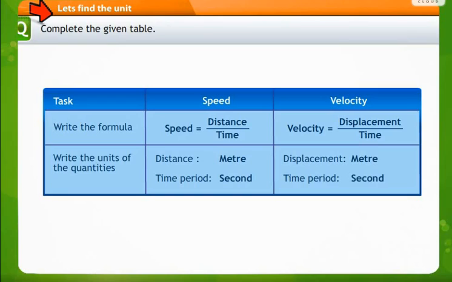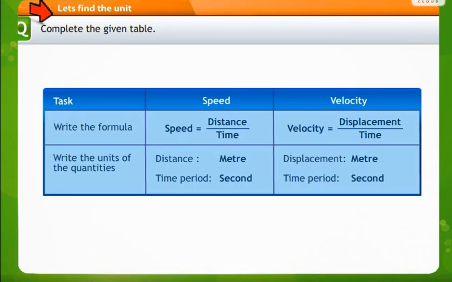Welcome to science class. In the previous lecture, we have studied distance, displacement, speed, and velocity. Now, here we will see how the units of speed and velocity are measured and how we get the unit using the formula. Now, we all know speed is distance upon time. Distance is measured in meters and time is measured in seconds. So, the unit of speed becomes meter per second.